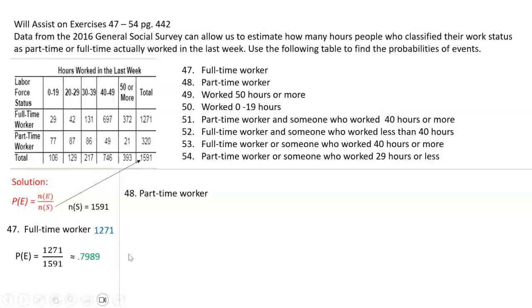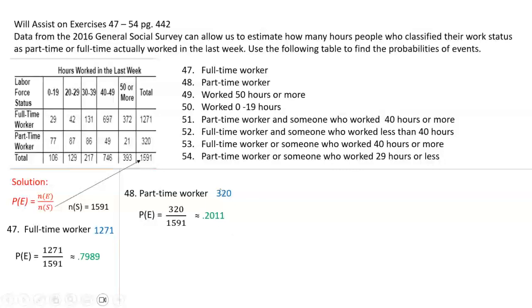Now number 48, a part-time worker. For a part-time worker, there's going to be 320. So 320 over the sample space, which is 5091. We use a calculator, and this is my result, 0.2011.